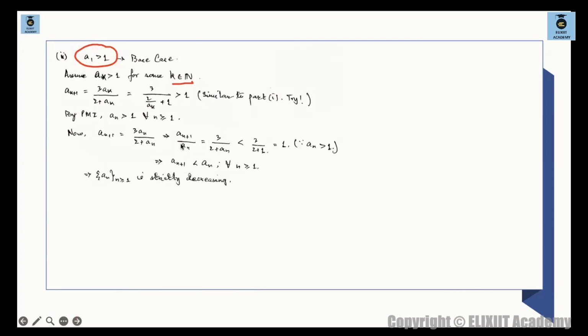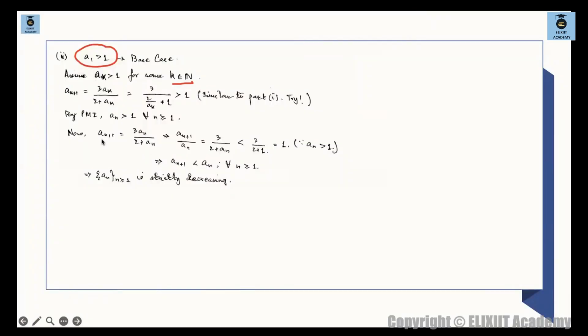Obvious reasons. For the previous condition it was from 0 to 1. So now we are having more than 1, so this quantity will also be more than 1. You can prove this. Take it. So by PMI, you will prove that AN will be strictly more than 1. Got it? Yes or no?